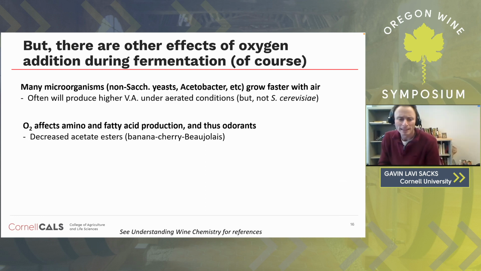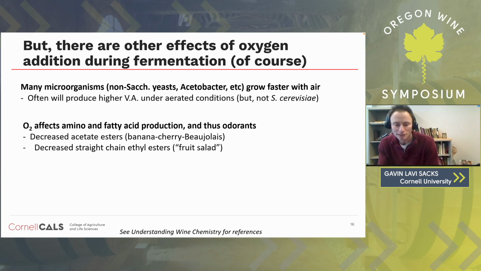Oxygen is going to affect amino acid and fatty acid production. These biochemical pathways are linked to formation of a number of flavor compounds. For example, if oxygen goes up, acetate ester production goes down. Acetate ester, that's the banana, cherry, Beaujolais Nouveau type aroma. This is part of the reason why Beaujolais Nouveau is made the way that it is. It's not just a carbonic maceration, it's that you press early and ferment like a white.